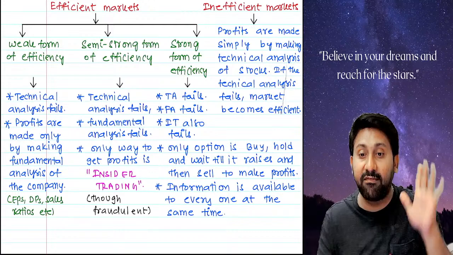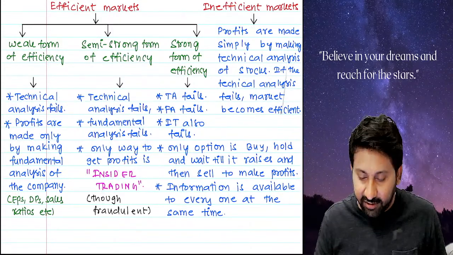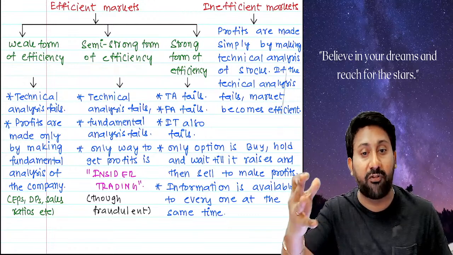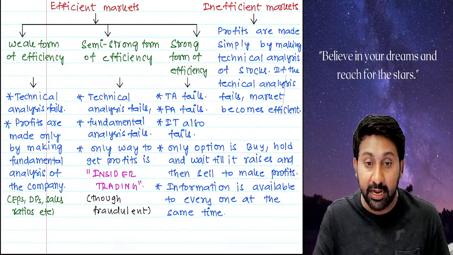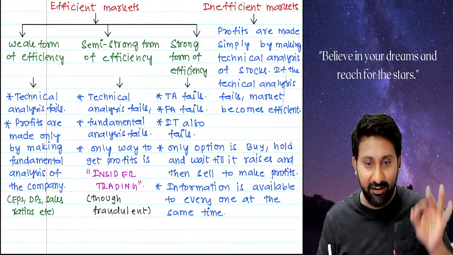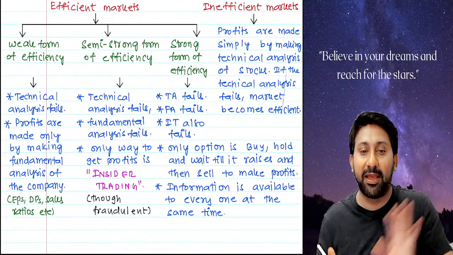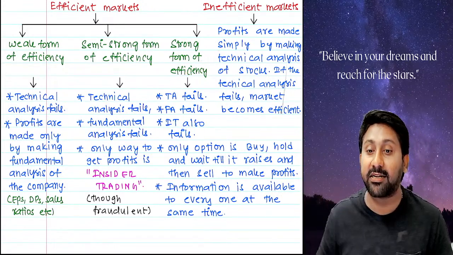The only way of making a profit is if you are an insider. Third one, semi-strong over. Strong form of efficiency: technical analysis fails, fundamental analysis fails, insider trading also fails. The only option is to buy, wait till it rises, sell and make the profit. This is the real way in which the markets have to behave.